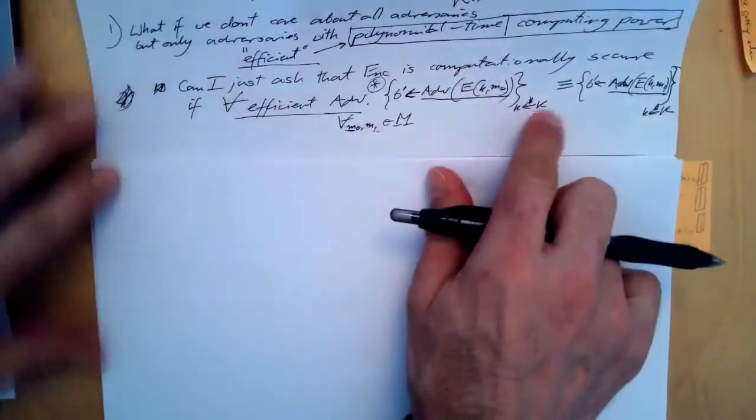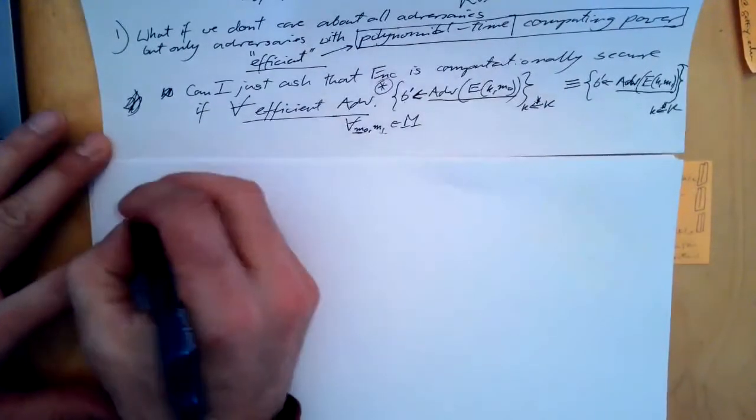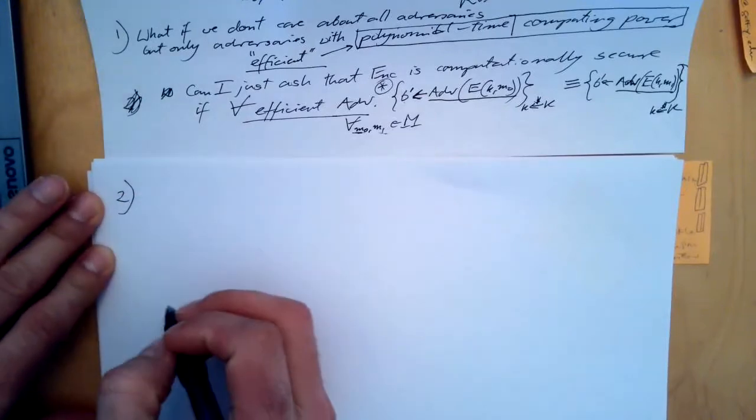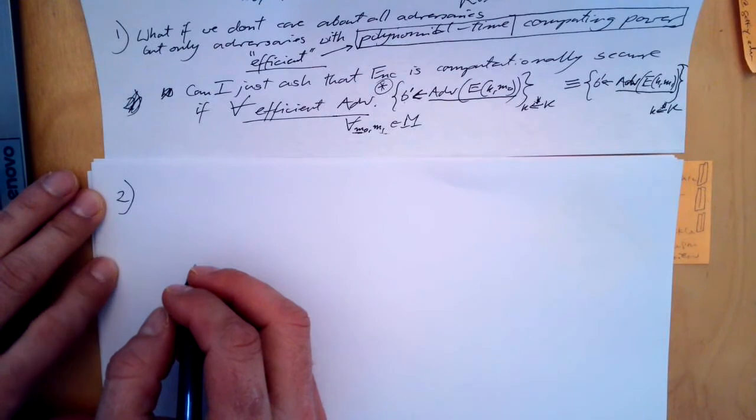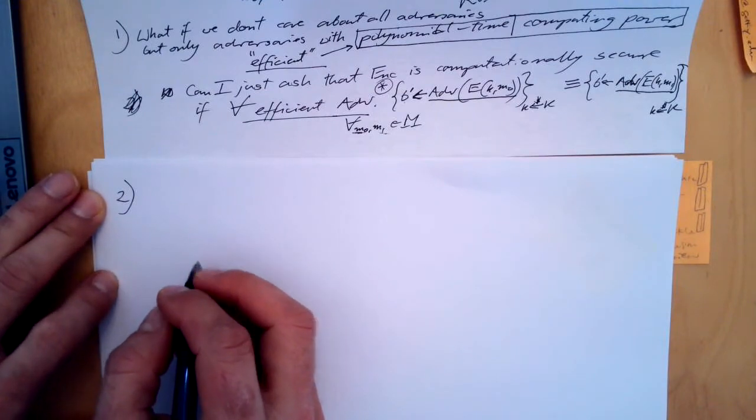So here is the second limitation that computational security is going to introduce.